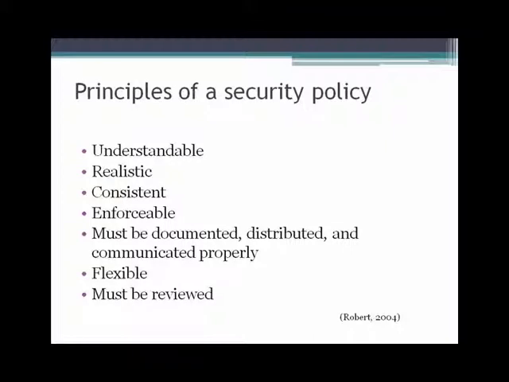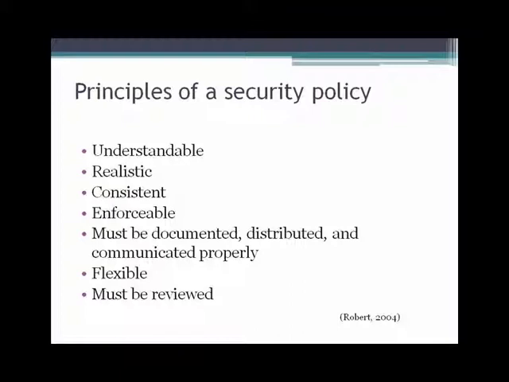A security policy must be understandable. People who read it can easily understand it. A security policy must be realistic. Too much security will get bad results, so we need to find a balanced line. It must also be consistent and not be changed too often.